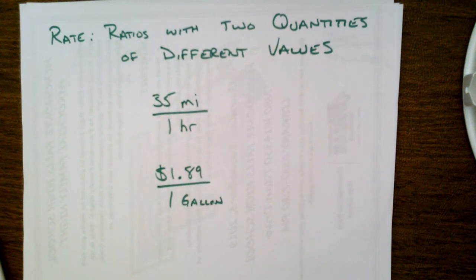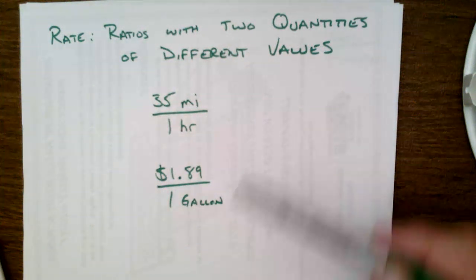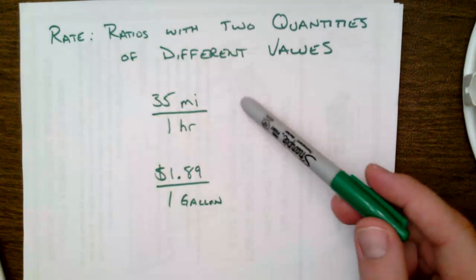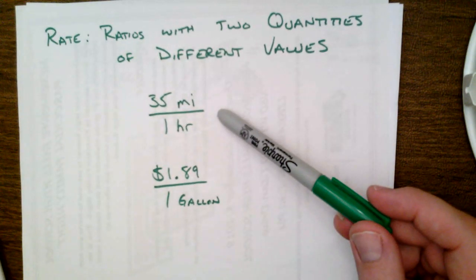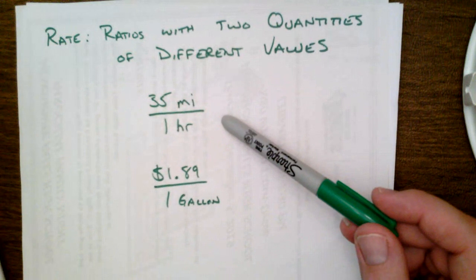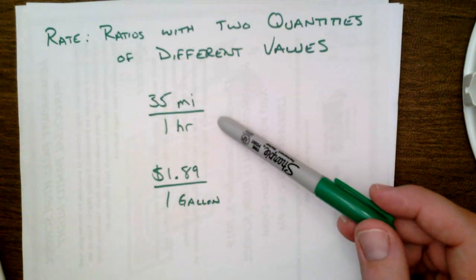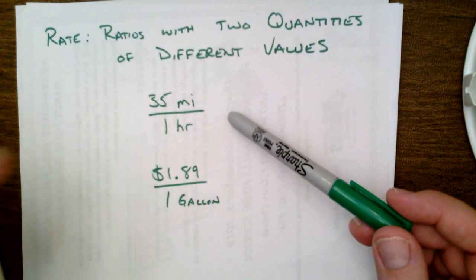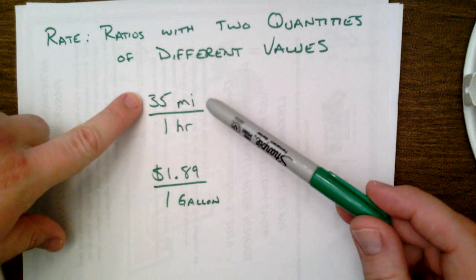Moving on to the next page, page 344, we have another vocabulary term, which is rate. A rate is simply a ratio with two quantities of different values. We see rates a lot, and in fact, these maybe weren't the best examples for me to come up with, because these would be better examples of unit rates, which I'm going to talk about in just a little bit. But a rate has two values.